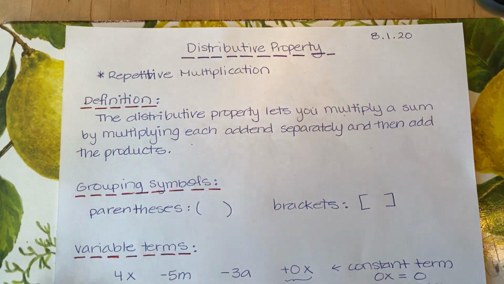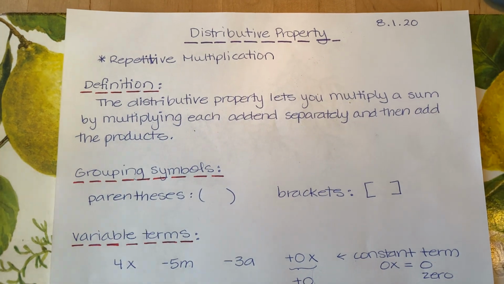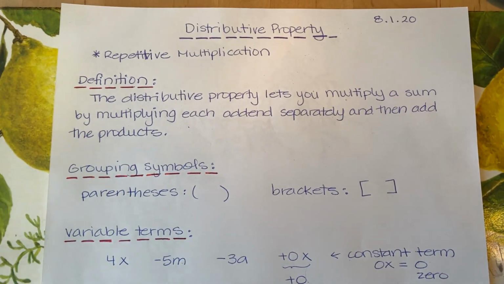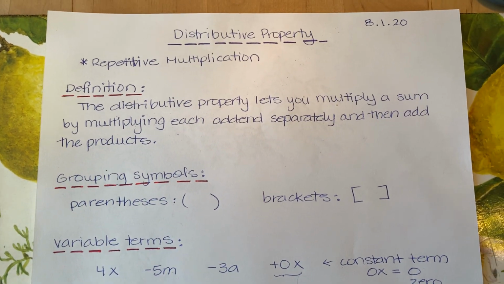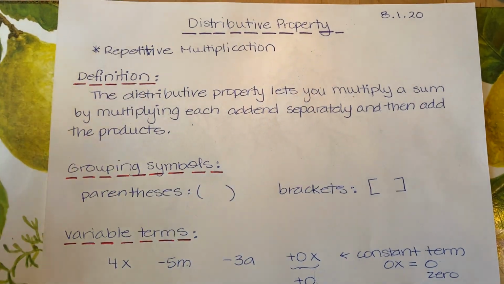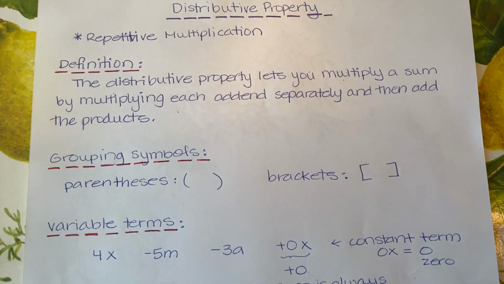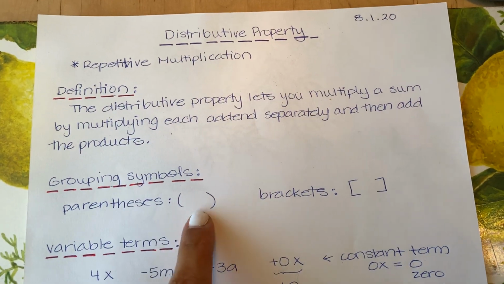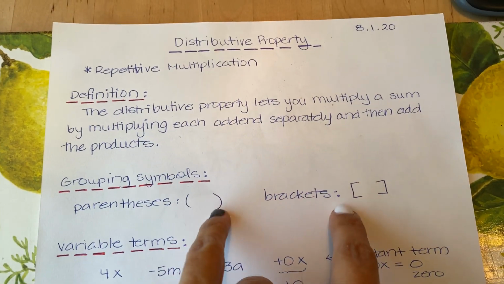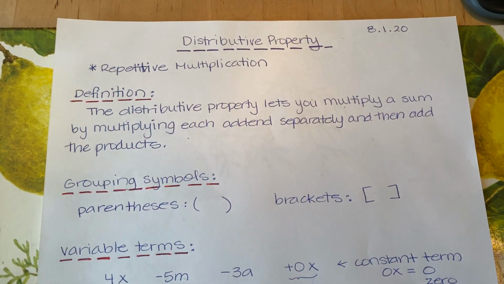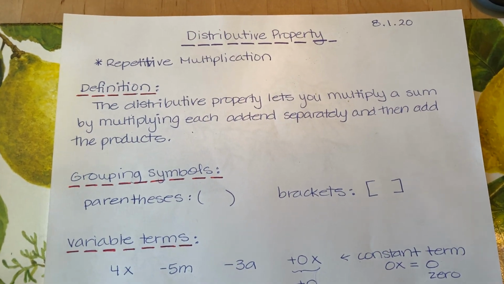Okay, here we go. Definition: the distributive property lets you multiply a sum by multiplying each addend separately and then add the products. That's okay. Moving on, let's now practice it. Your grouping symbols are parentheses and brackets. You're very accustomed to these. More parentheses will be used in this class.